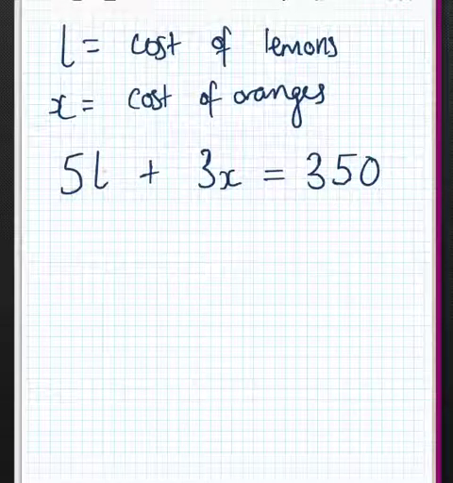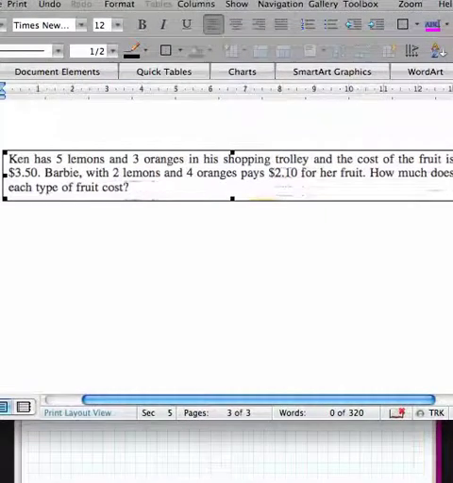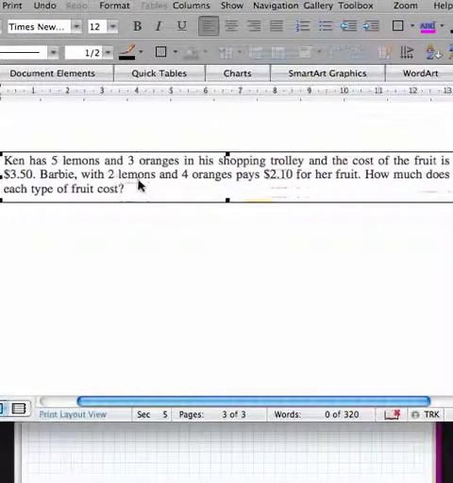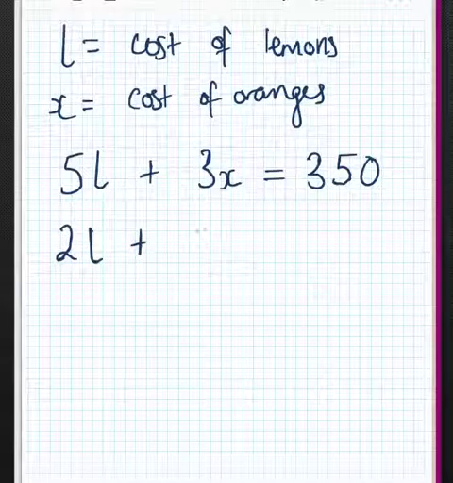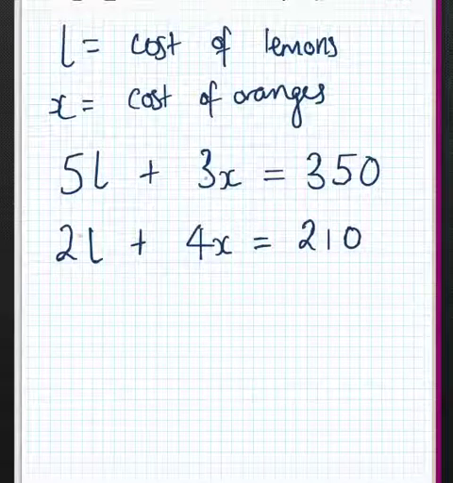So remember, we don't know the cost of the lemons and we don't know the cost of the oranges, but he bought 5 lemons and 3 oranges, and it came to a total of, in this case, 350 cents. Now do the same thing with Barbie's purchase. She bought 2 lemons and 4 oranges and paid $2.10. So she had 2L plus 4X for oranges, and she paid $2.10. Times it by 100 to get 210 cents. And now you can see that you've got your two equations.